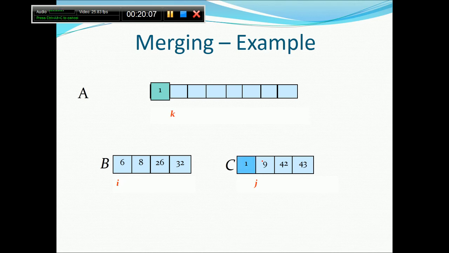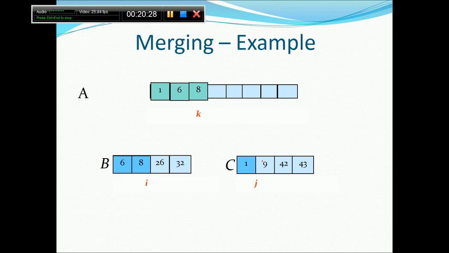Now it will again compare 6 and 9, which is smaller? 6. So 6 will be copied here, and the I index will be one step ahead. Now again it will compare 8 and 9. So which is smaller? 8. So 8 will be copied, and the I index will go one step ahead.